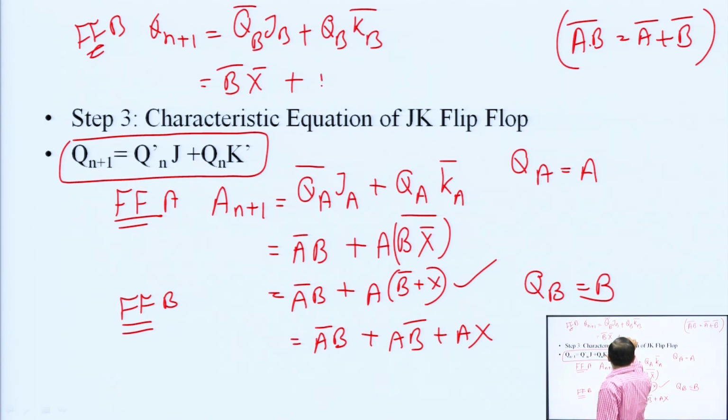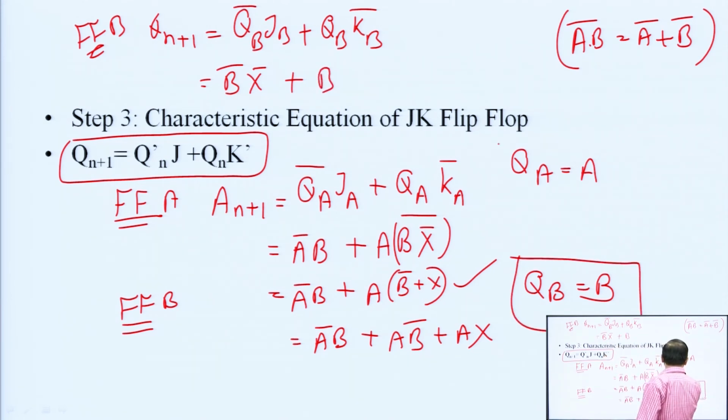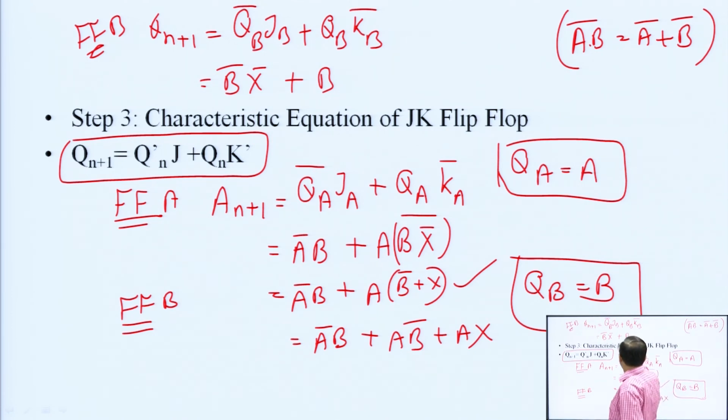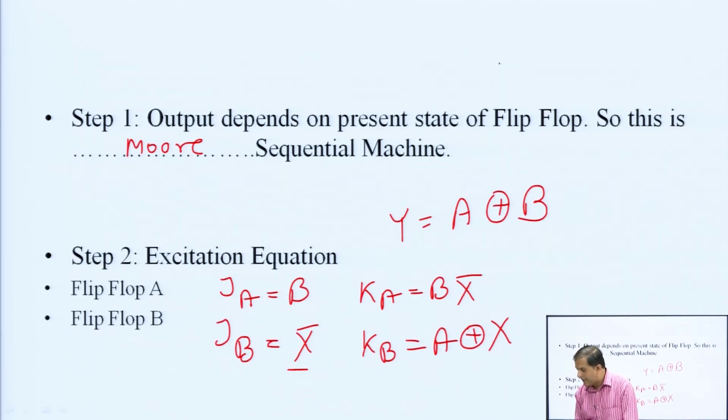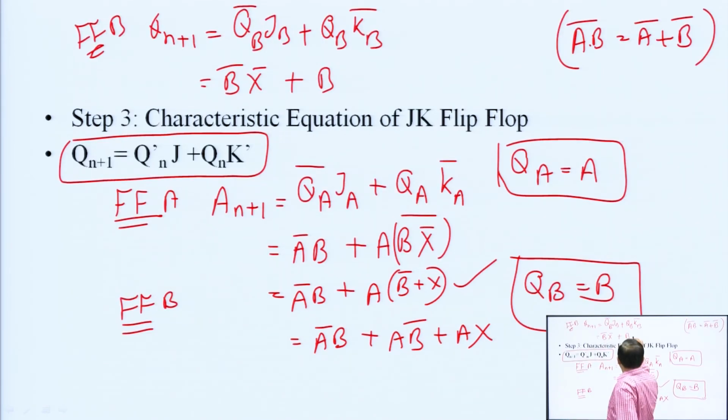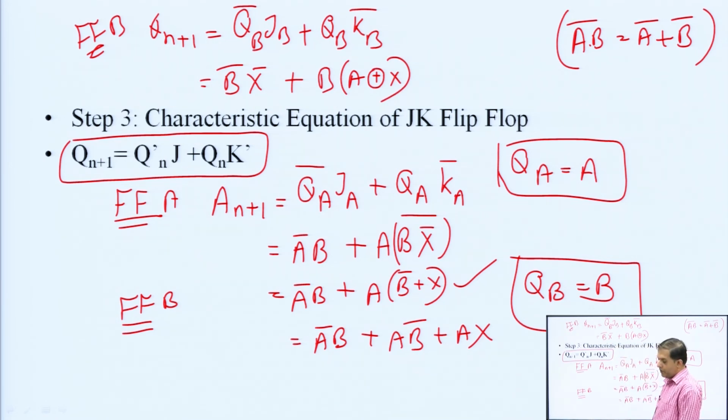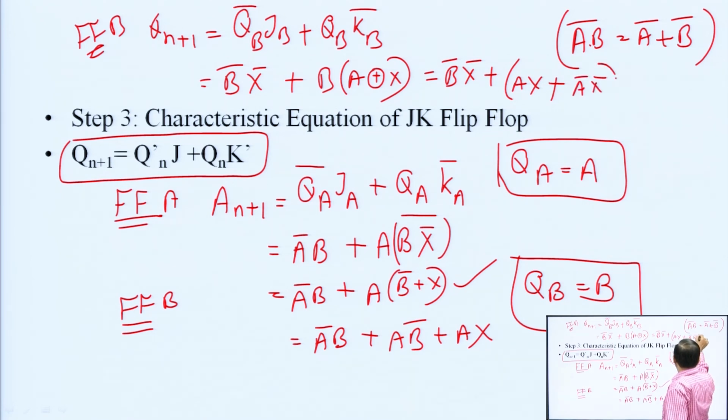Now, Q B is B. Q B is equal to B, and K B bar means what is K B? A XOR x. So, it will be A XOR x. Okay. Got it? So, you can write like that B bar x bar. Now, XOR formula is A x plus A bar x bar b. Okay. Got it?